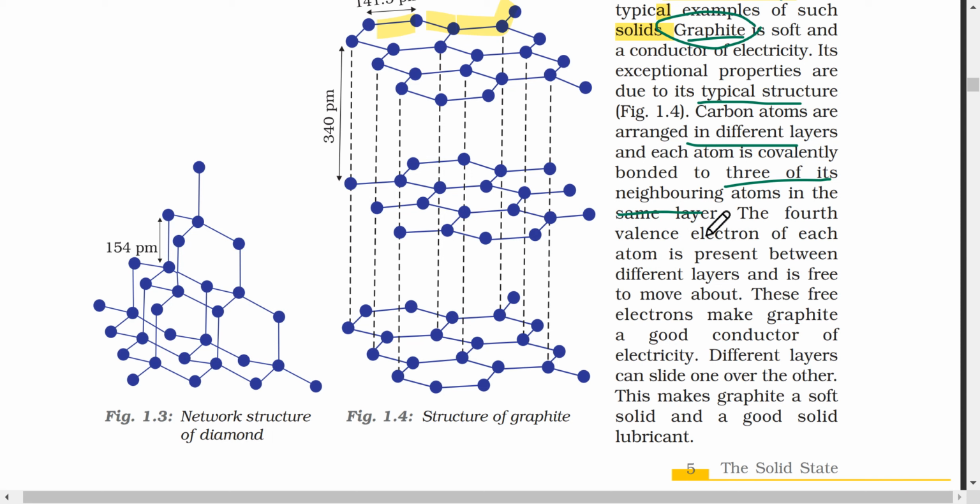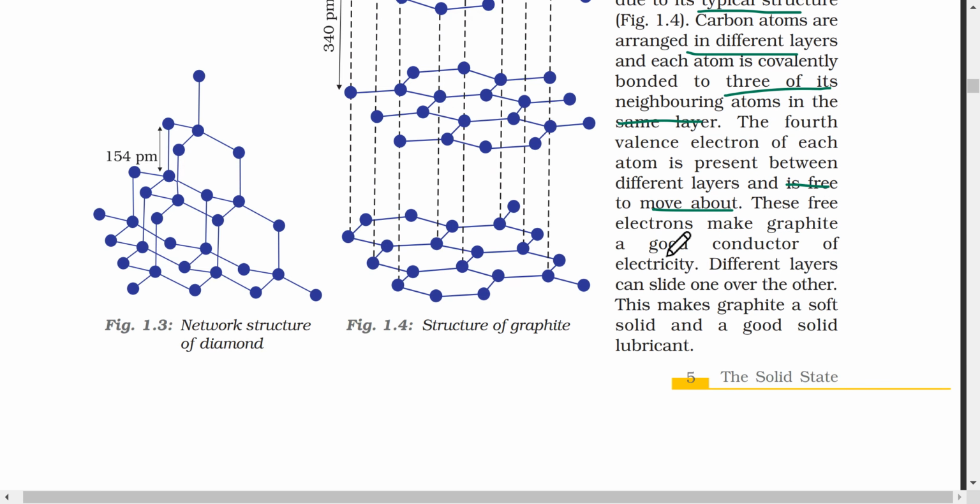तो carbon tetravalent होता है, graphite में तीन neighboring atoms से surrounded है, तो एक electron, fourth valence electron of each atom is present between different layers and is free to move about. These free electrons make graphite a good conductor of electricity.